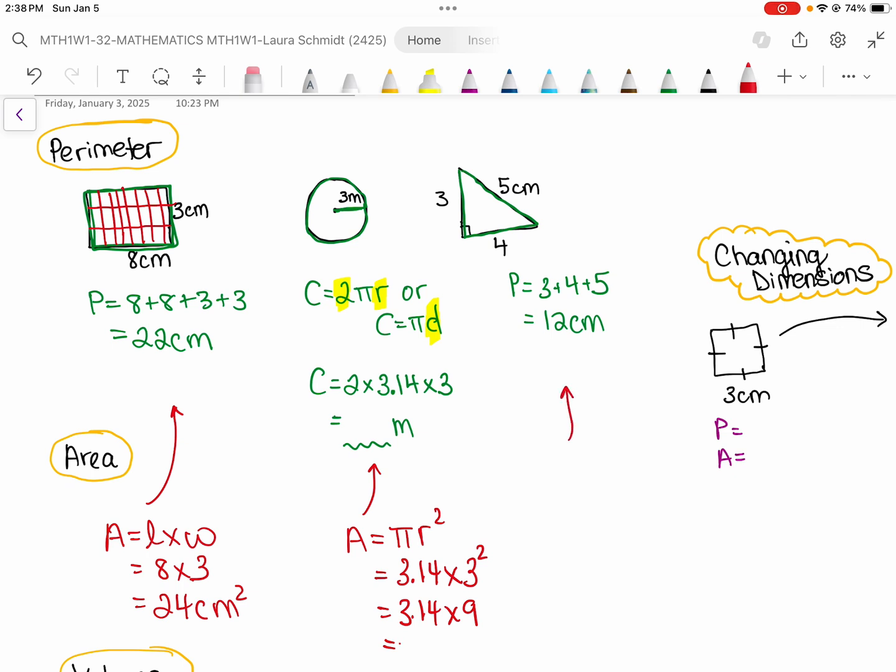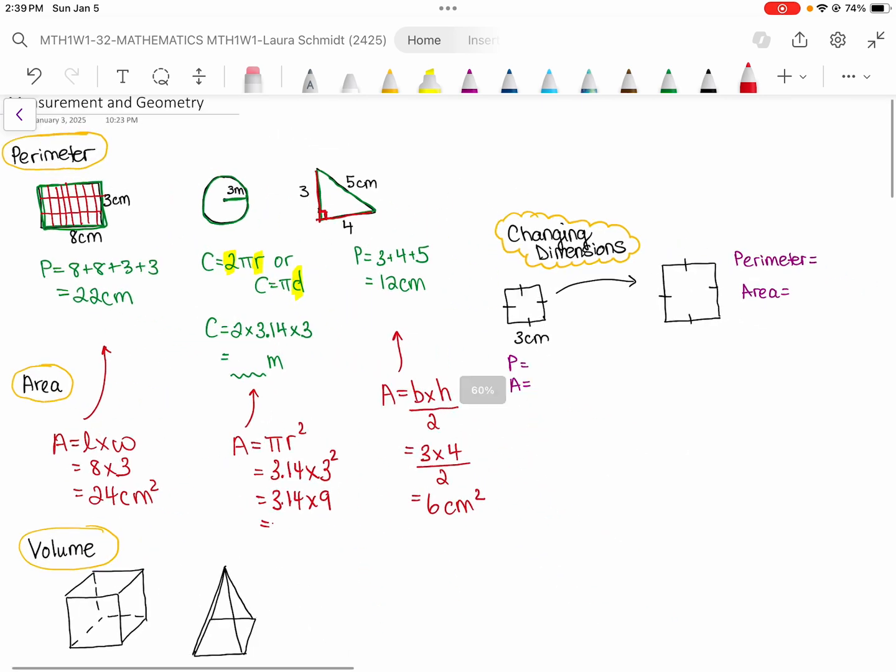And then finally for the triangle, a triangle is like half a rectangle, so you're almost going to use the area of a rectangle formula, but we're going to call it base times height instead of length and width, and then we're going to divide it by 2. Base and height always have to be at a 90-degree angle to each other. So it would be 3 times 4, and then we just divide it by 2. So 3 times 4 is 12, divided by 2 is 6 centimeters squared.